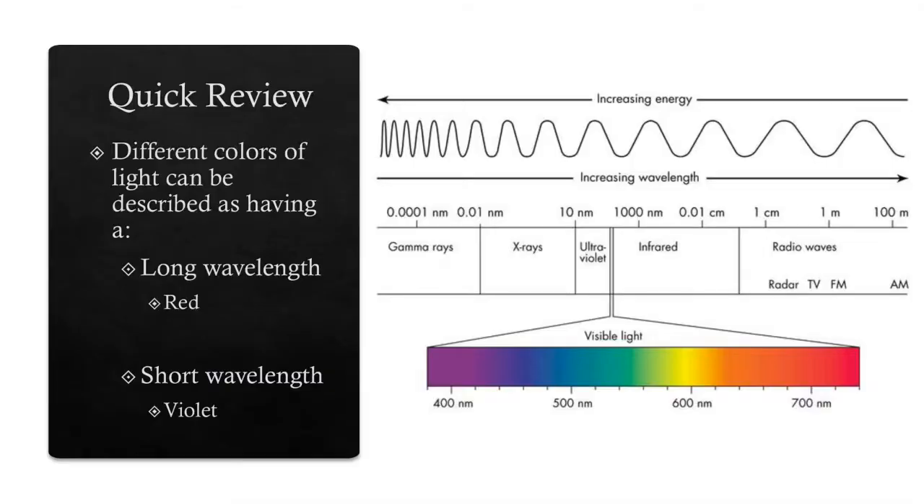Let's quickly review what we saw yesterday. Visible light can be described as having a long wavelength, like the color red, or having a short wavelength, like the color violet. We can also relate wavelength to energy. So we can describe a long wavelength as having low energy. And we can describe short wavelength as having high energy.